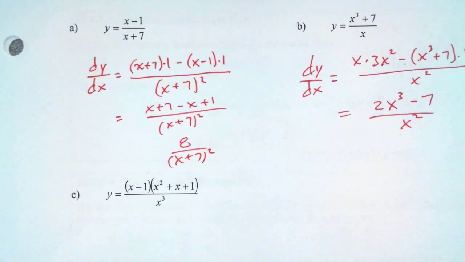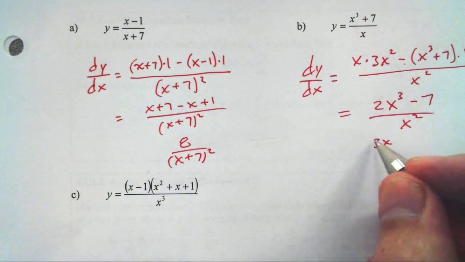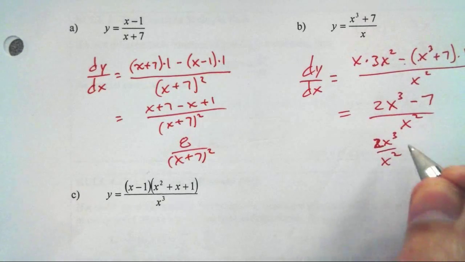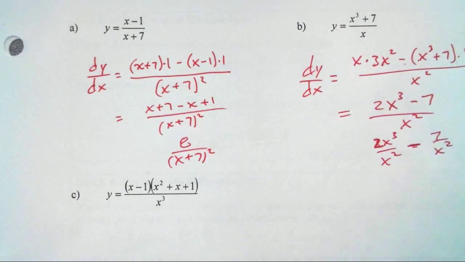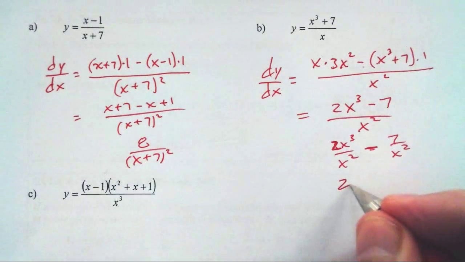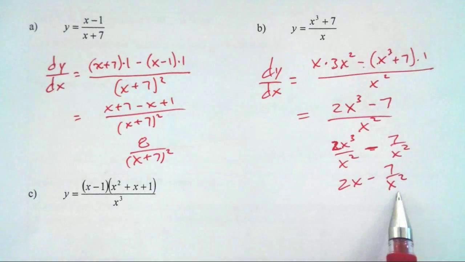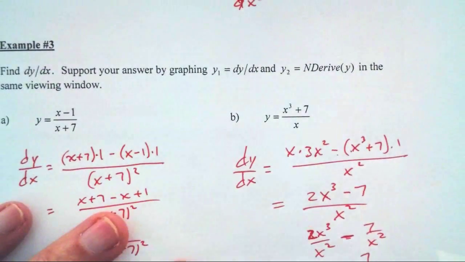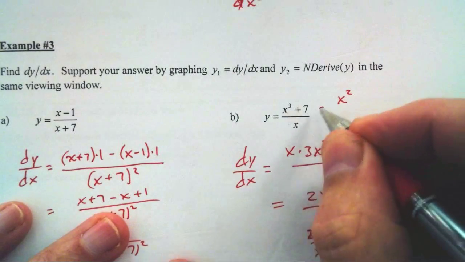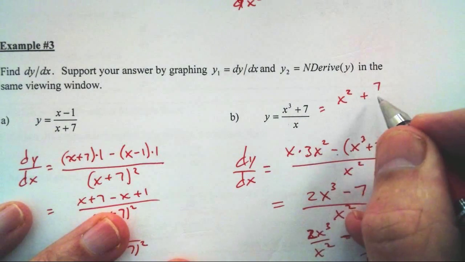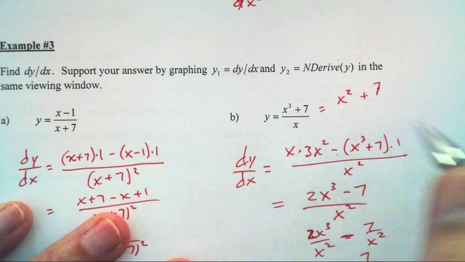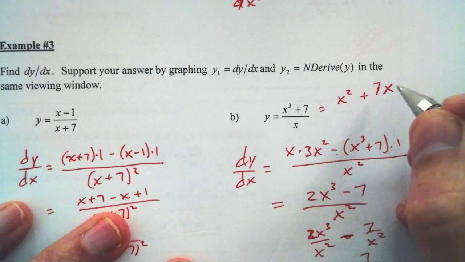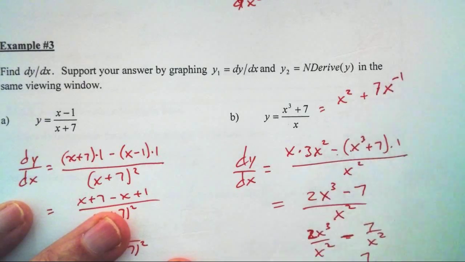Questions there? Now, we know we could write that as 2x cubed on x squared minus 7 on x squared, or 2x minus 7 on x squared. And I'm not saying this is more simplified than that, but I want to show you an alternative to this. Is that okay? All right. This could be rewritten as x squared plus 7 on x, right? But x squared plus 7 on x could be x squared plus 7 times x to the negative first. Is that okay?